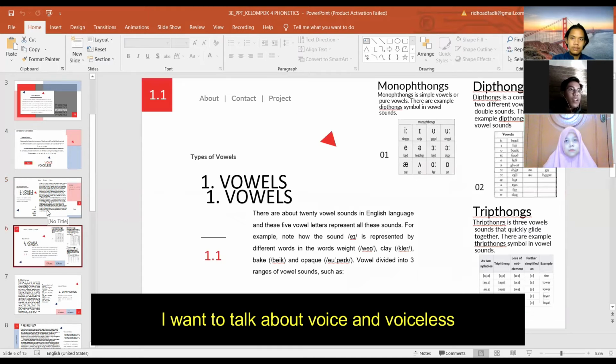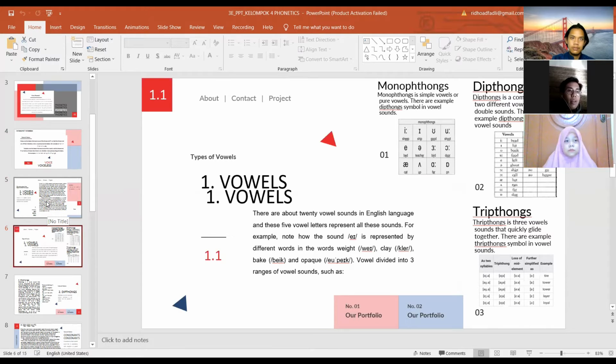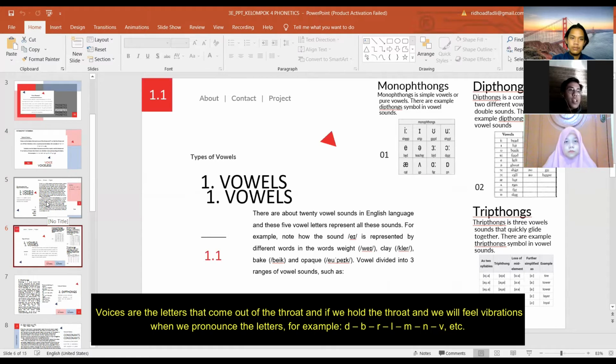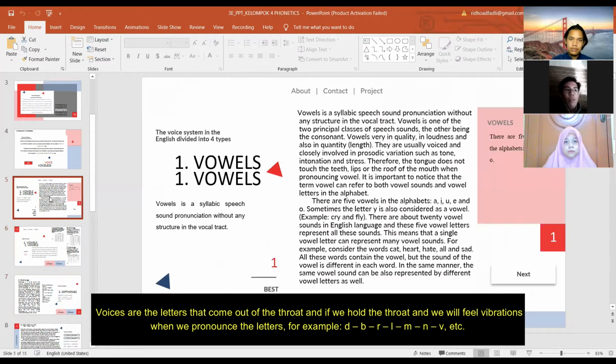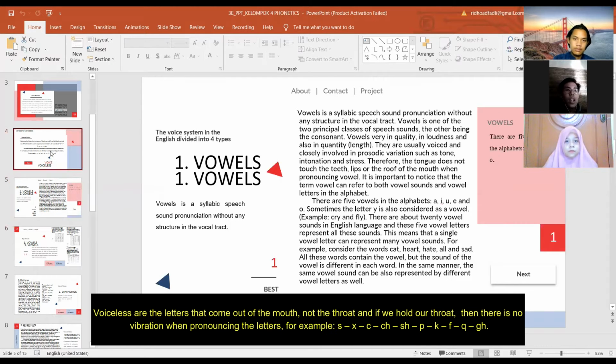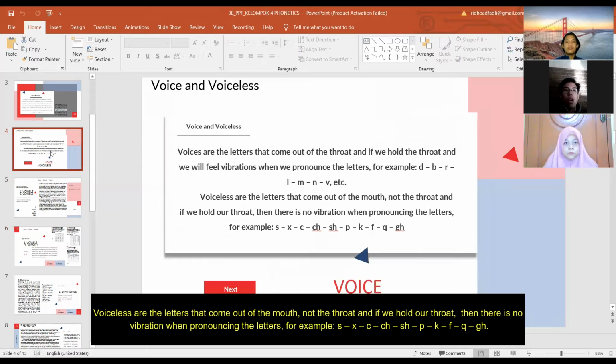I want to talk about voice and voiceless. Voice are letters that come out of the throat, and if we hold the throat we will feel vibrations when we pronounce the letter. For example, D, B, R, L, M, and V. Voiceless are the letters that come out of the mouth, not the throat, and if we hold our throat, there is no vibration when pronouncing the letter.